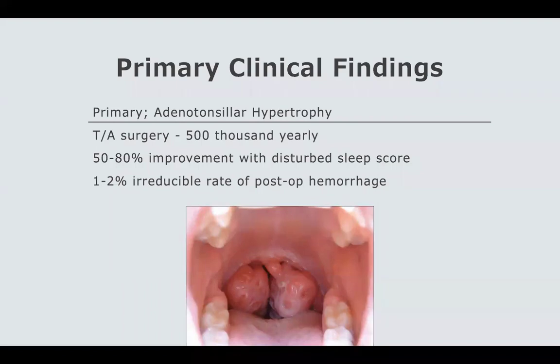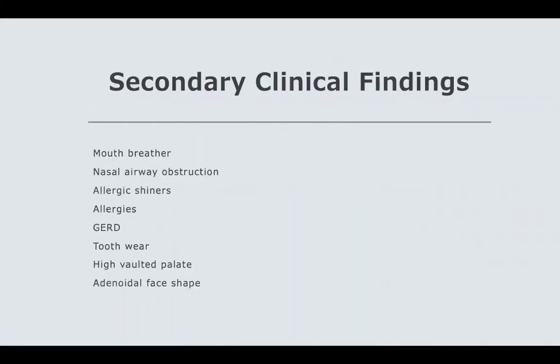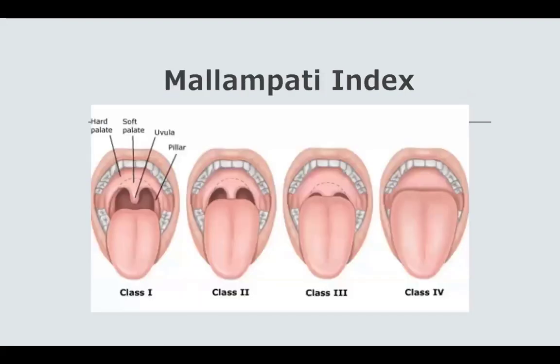Sometimes they're doing a partial resection of the tonsils, but really this is one of the main things to look for. The other things, secondary findings: are they mouth breathers? Is there nasal airway obstruction? Allergic shiners, they're like the little blue or purplish lines underneath the eyes. And you see this a lot in children, especially with allergies. Is there GERD involved? Excessive tooth wear, which we'll get into. High vaulted palate, where there isn't room for the tongue, and a long adenoidal face shape. And this goes along with some of these kids having allergies.